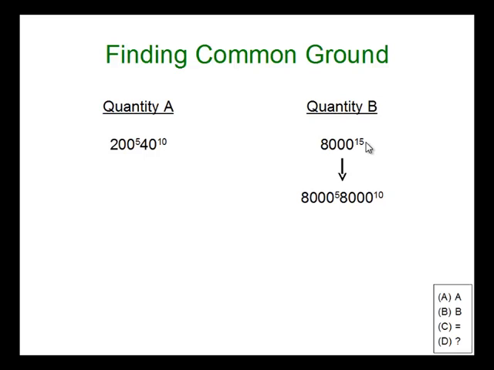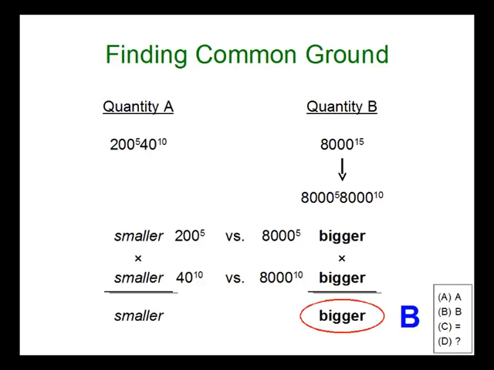So what's the idea behind doing this? Now we've made the exponents the same, we can compare the bases. So compare 200 to the 5th to the 8,000 to the 5th. 40 to the 10th to 8,000 to the 10th. So the exponents are the same. You can almost ignore them. Of course, a larger base is going to lead to a larger resulting number. And this is literally a case of bigger times bigger on the quantity B side versus smaller times smaller on the quantity A side. Pretty easy to see that you get a bigger result in B.